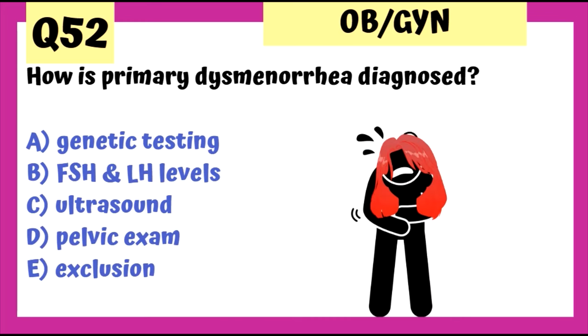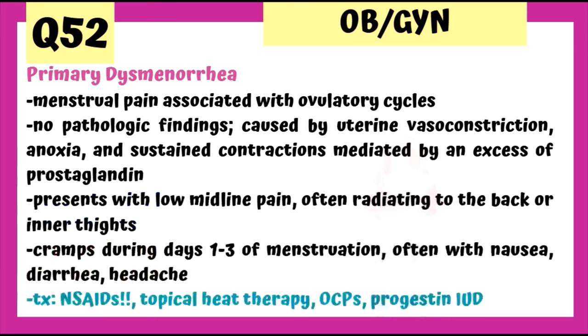Question 52. How is primary dysmenorrhea diagnosed? We would diagnose this by exclusion. Nothing else is explaining why she's getting all this pain during her periods. It's exclusion. And we give NSAIDs, topical heat therapy, OCPs, and progestin IUD, but we generally go with NSAIDs.